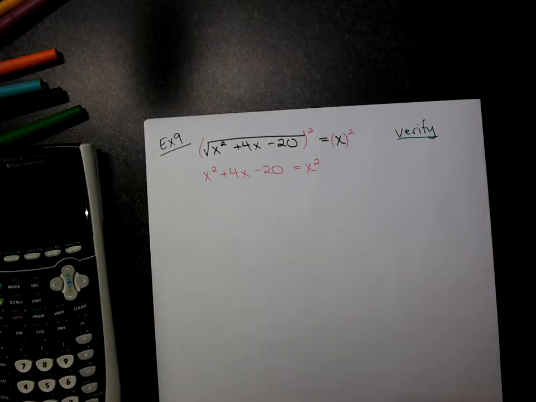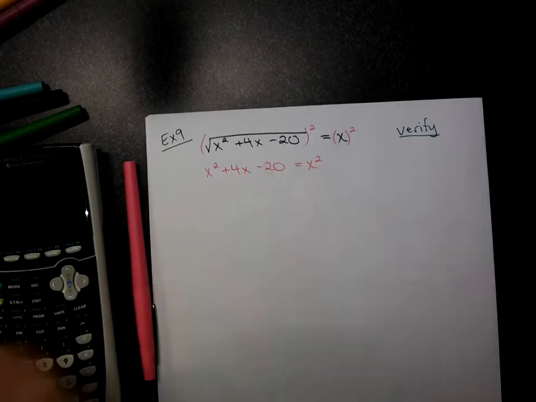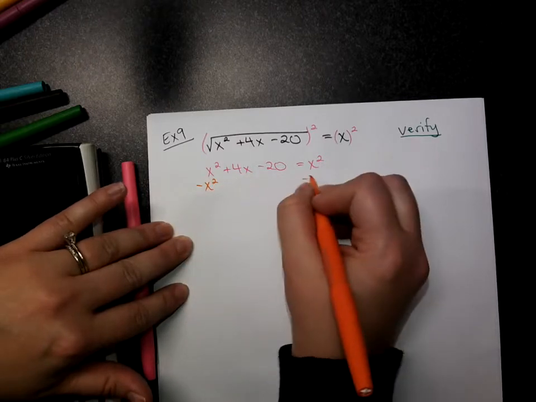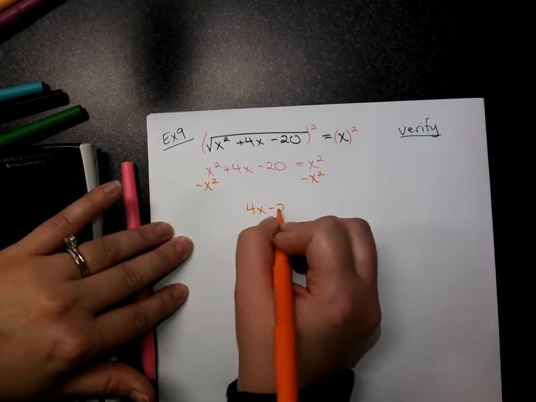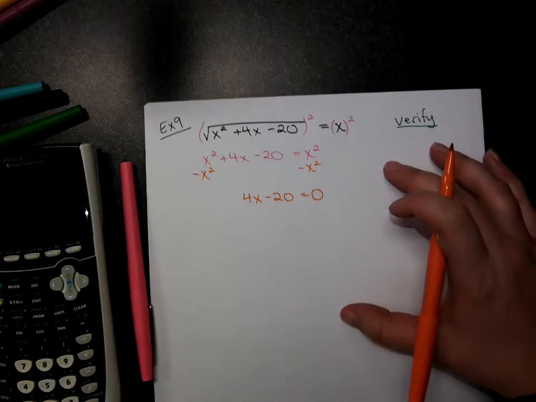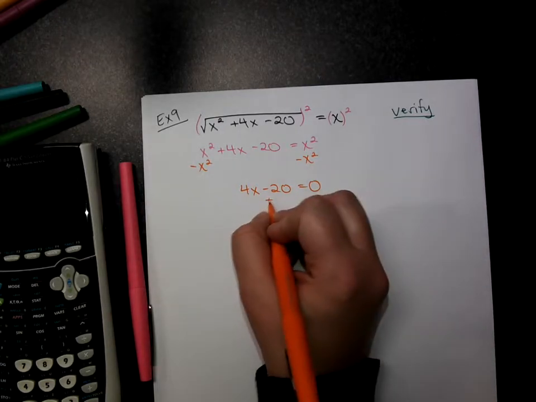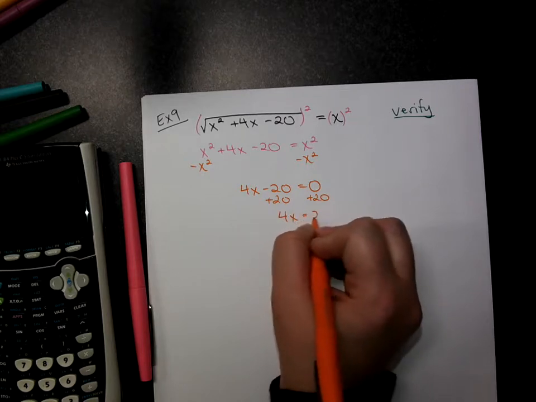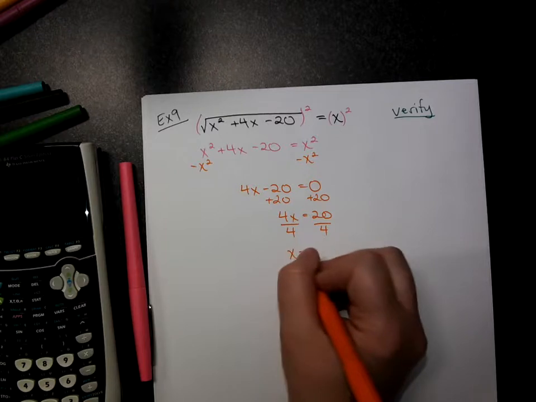Now I have x squared terms, but you notice you have the same x squared term on both sides. And so if I were to subtract x squared from both sides, they would zero out. So I really just have 4x minus 20 equals 0, which means there's no more x squared, and this becomes a linear equation. So I'm going to add the 20 to the other side. That gives me 4x equals 20. Divide both sides by 4, and x equals 5.